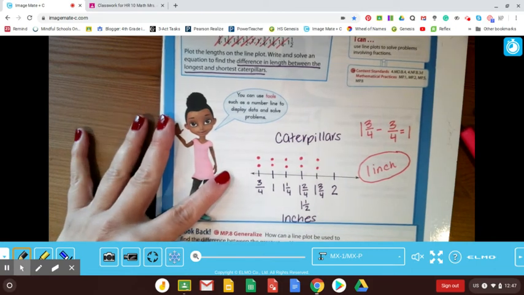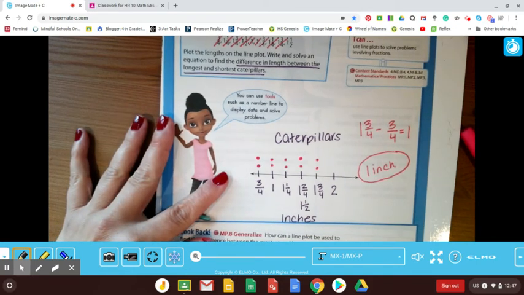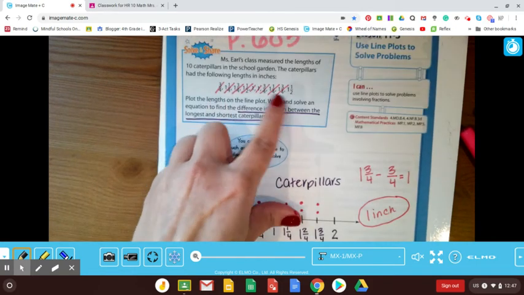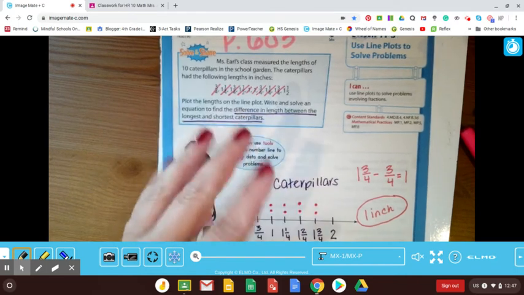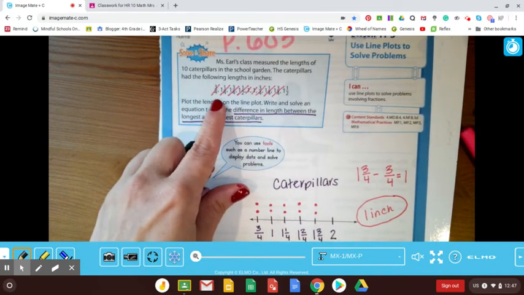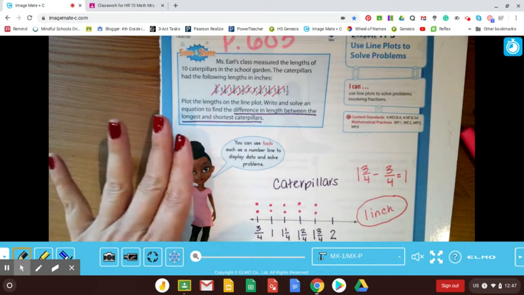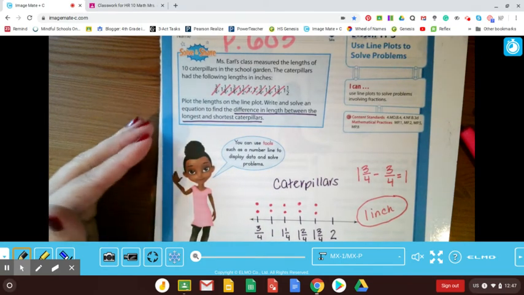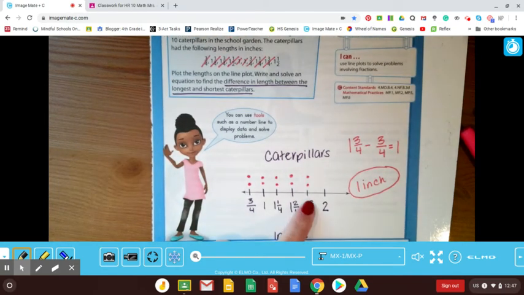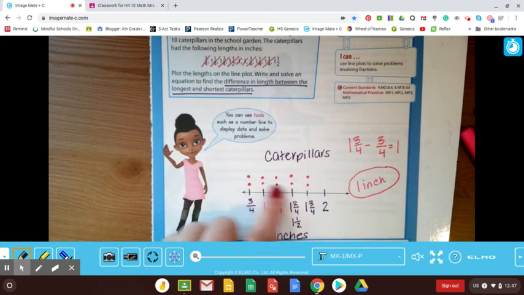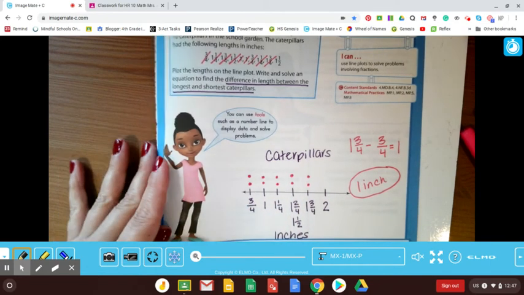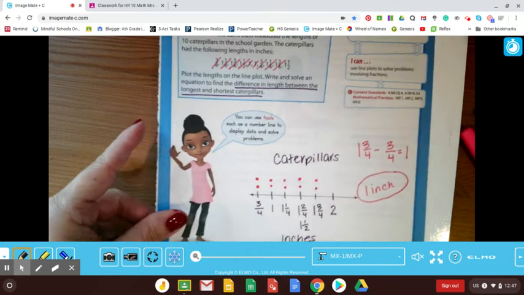Did I have to make a line plot in order to solve the problem? No. I could have just looked at the data, sorted, looked at the lowest and the highest and subtracted. But it's easy to miss things when you do it that way. So doing a line plot is just a really nice way to see all of your data at a glance, right? Very quickly and easily.